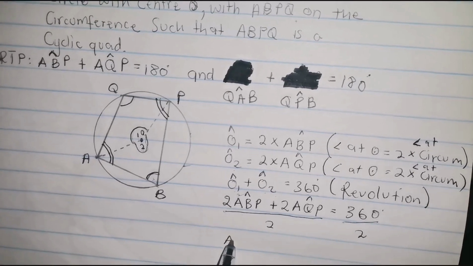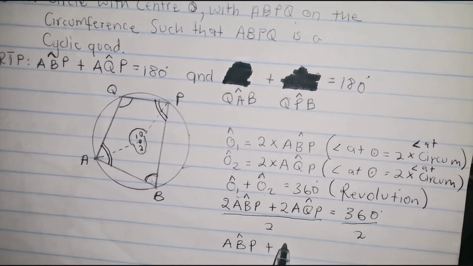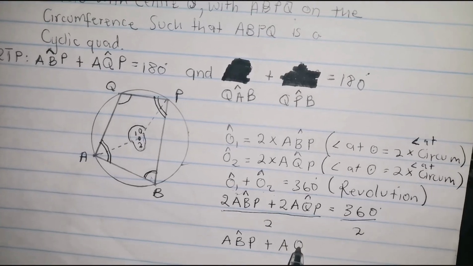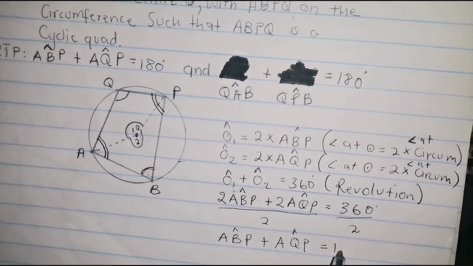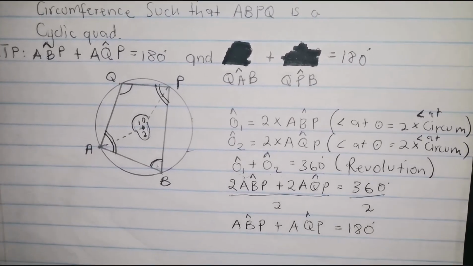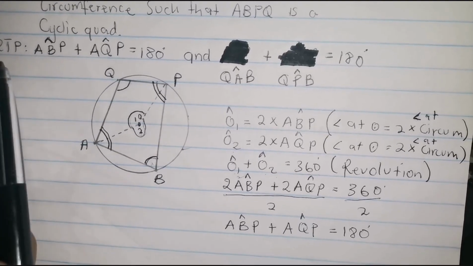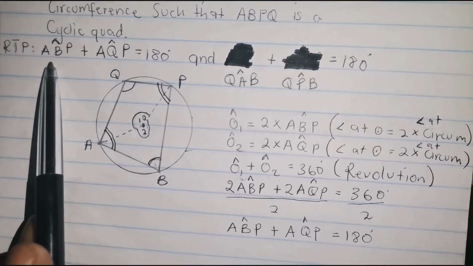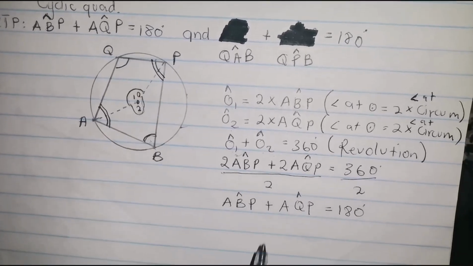Therefore, ABP plus AQP equals 360 divided by 2, which is 180 degrees. I hope you understand, guys. Therefore, I've proven this theorem. You are going to prove this, B plus Q equal to 180 degrees. Here it is.